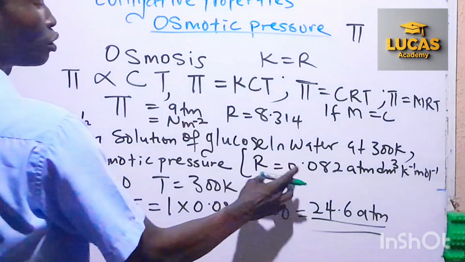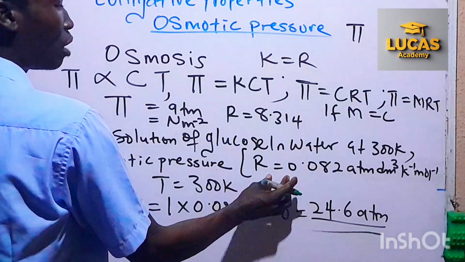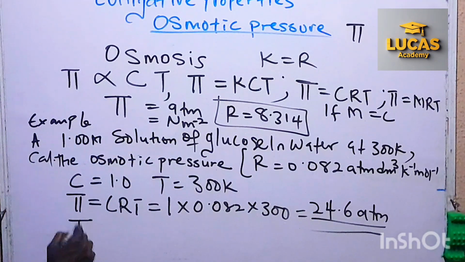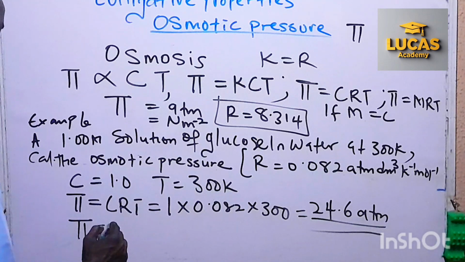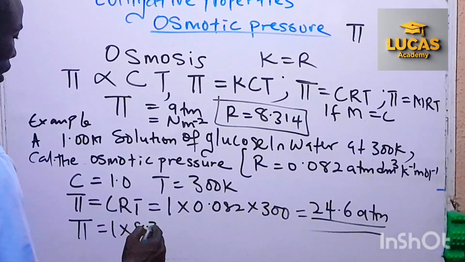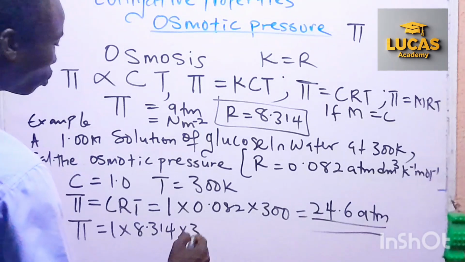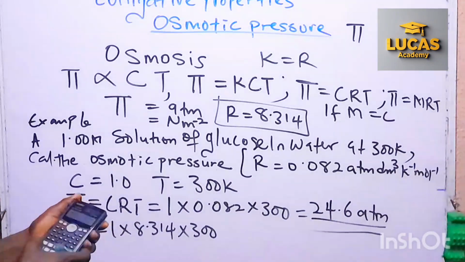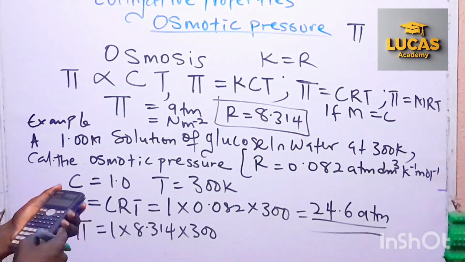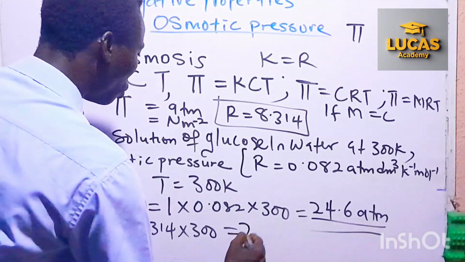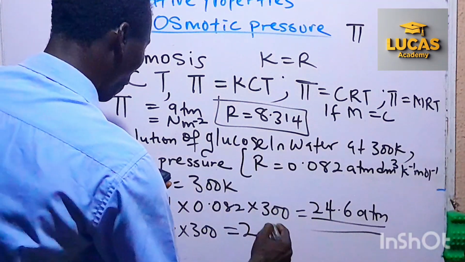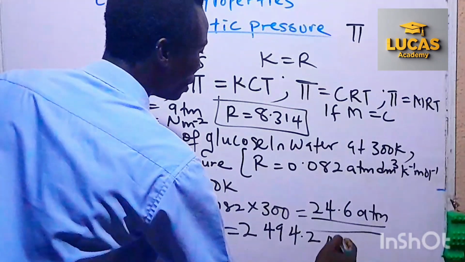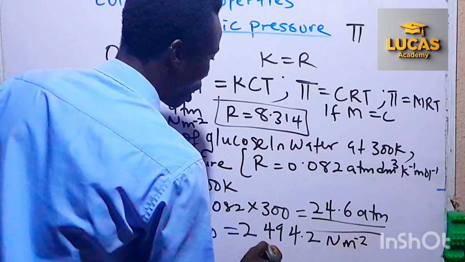But if the question asks you to solve where the value of R is this one that you have here, that means pi equals 1 times 8.314 times 300. So what are we going to have here? That will give you 2494.2. So this one will be in Newton per meter squared.